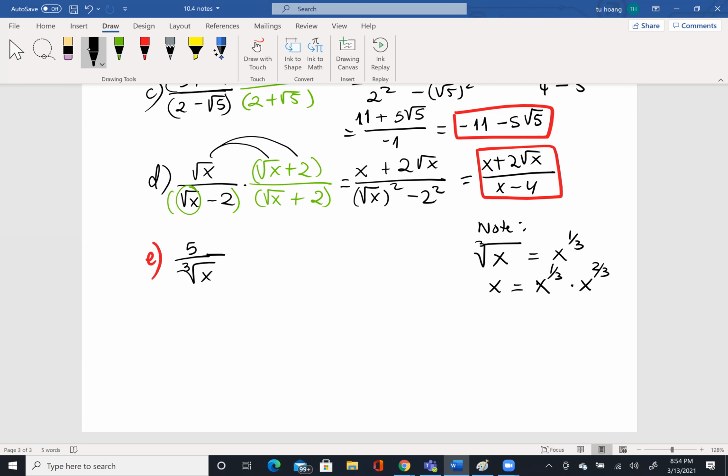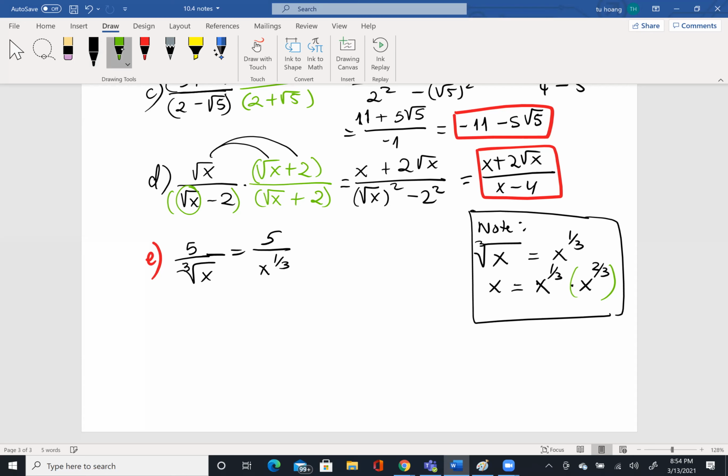So when they multiply each other, the powers add and it's going to be x to the power 1, and that makes you have no more cube root at the bottom. So what I do is I convert this to 5 over x to the power 1/3. And then I'm going to multiply both top and bottom by x to the power 2/3.